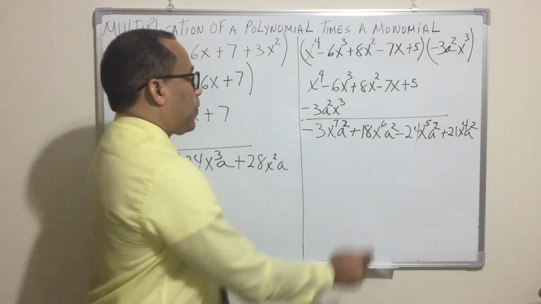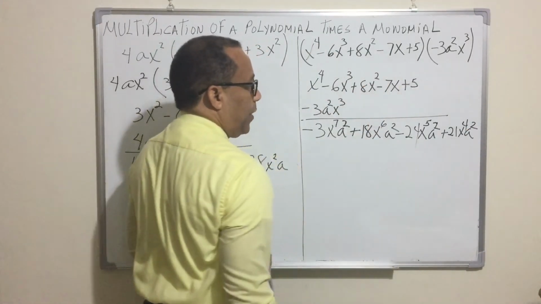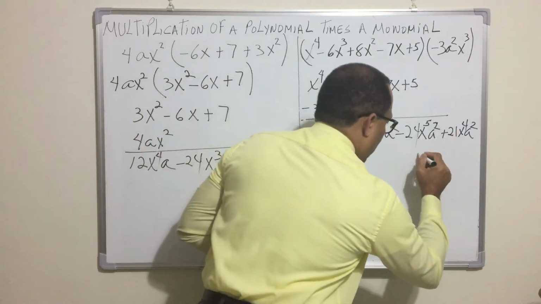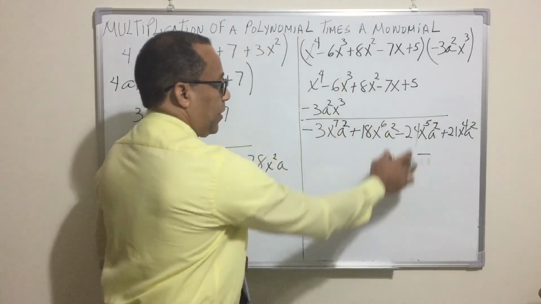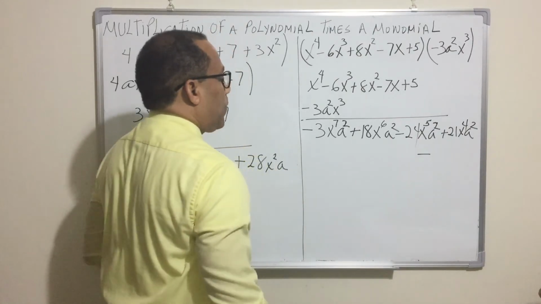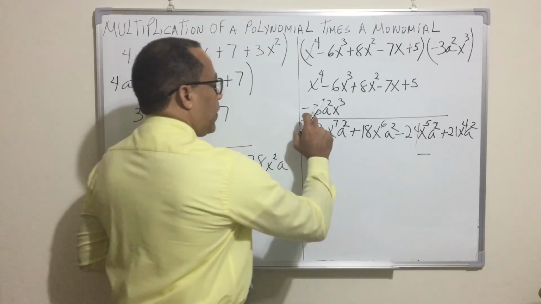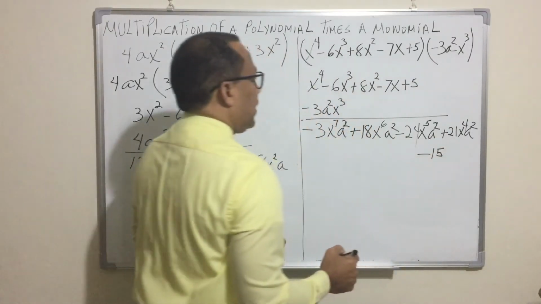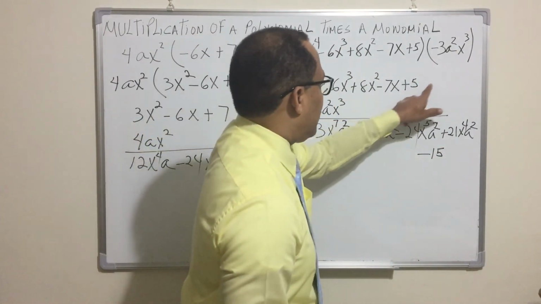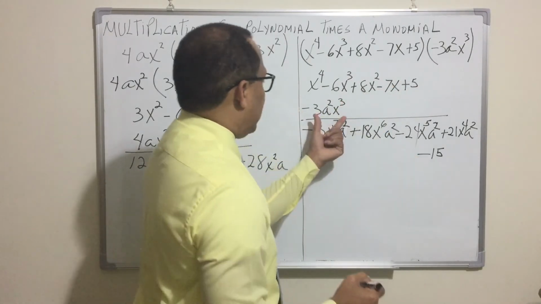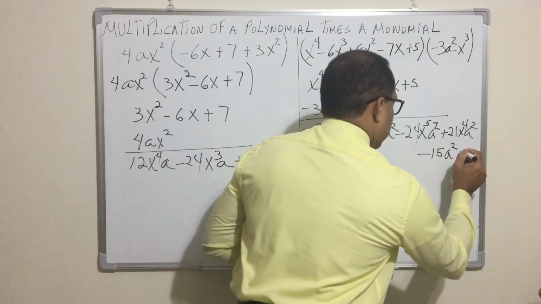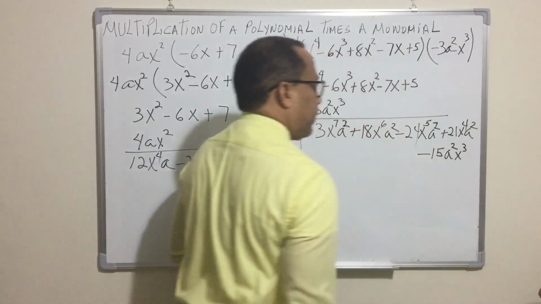Last, I'm multiplying the monomial times the last term, which is negative times positive equals negative. Multiply the coefficients. 3 times 5 equals 15. And then there's no variables here, so I just multiply the coefficients and now bring down the a to the second x to the third power.